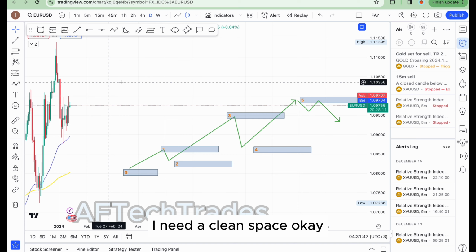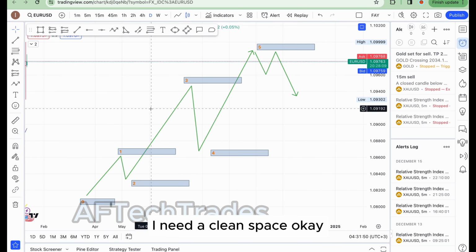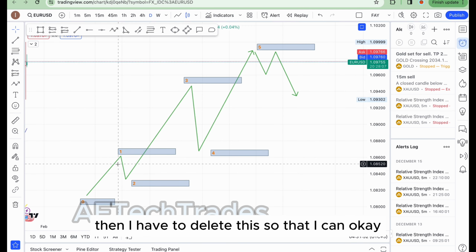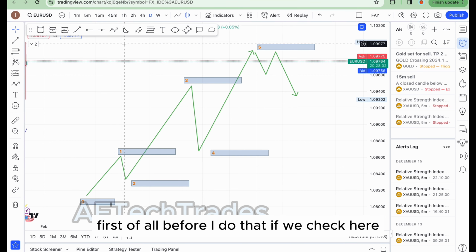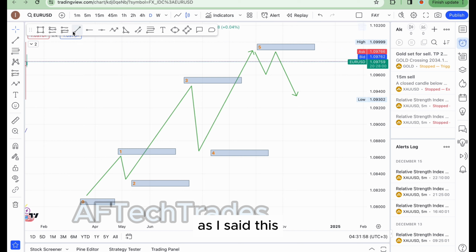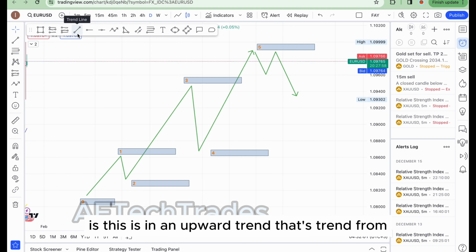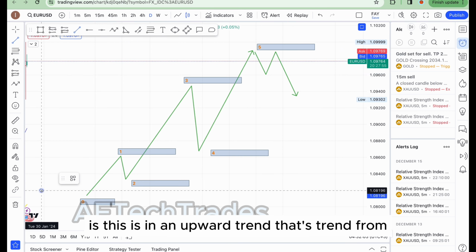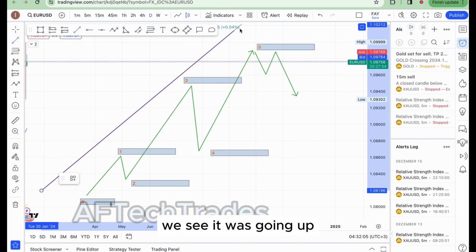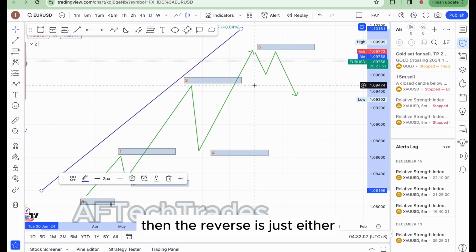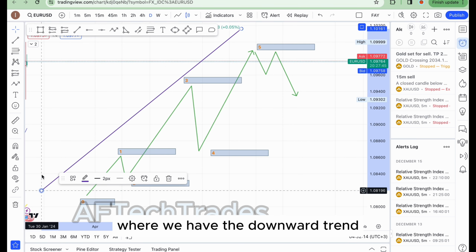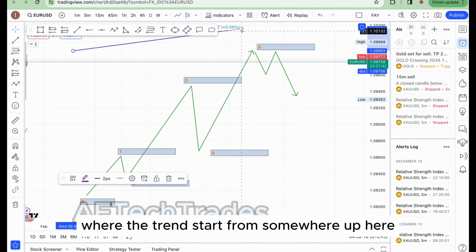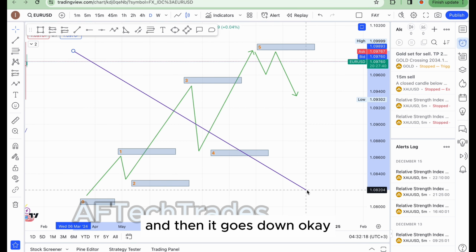I need a clean space. Okay, then I have to delete this so that I can. Okay, first of all, before I do that, if we check here, as I said, this is in an upward trend. That's a trend from, we see it was going up. Then the reverse is where we have the downward trend, where the trend starts from somewhere up here and then it goes down.